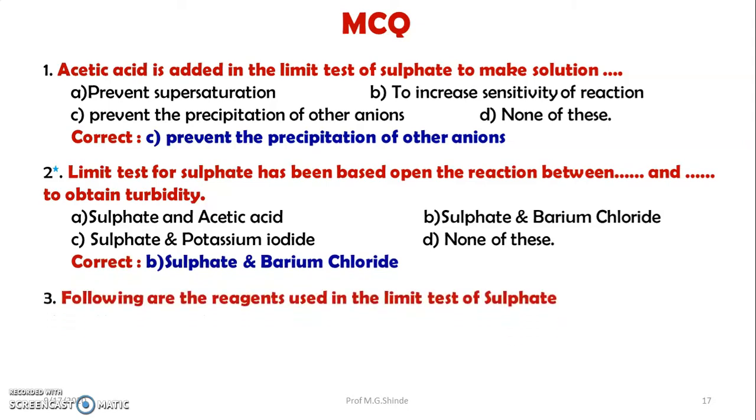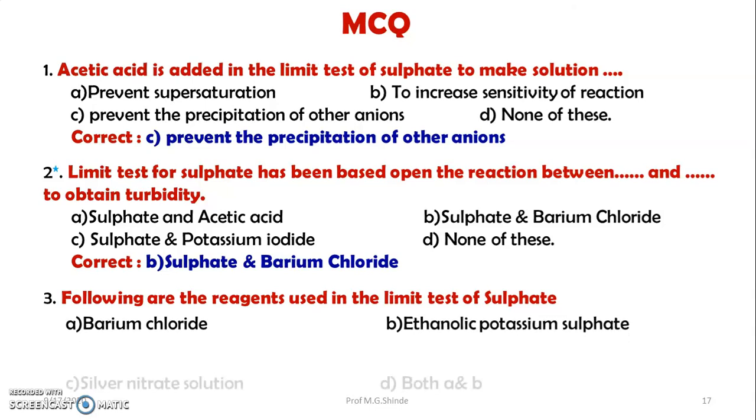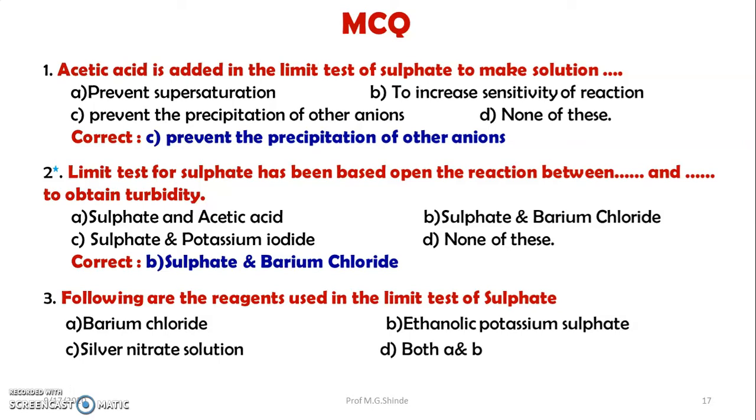Third MCQ: the following are the reagents used in the limit test for sulfate. First is barium chloride, second is ethanolic potassium sulfate, third option is silver nitrate solution, and the last option is both A and B. So the correct option here is both A and B.